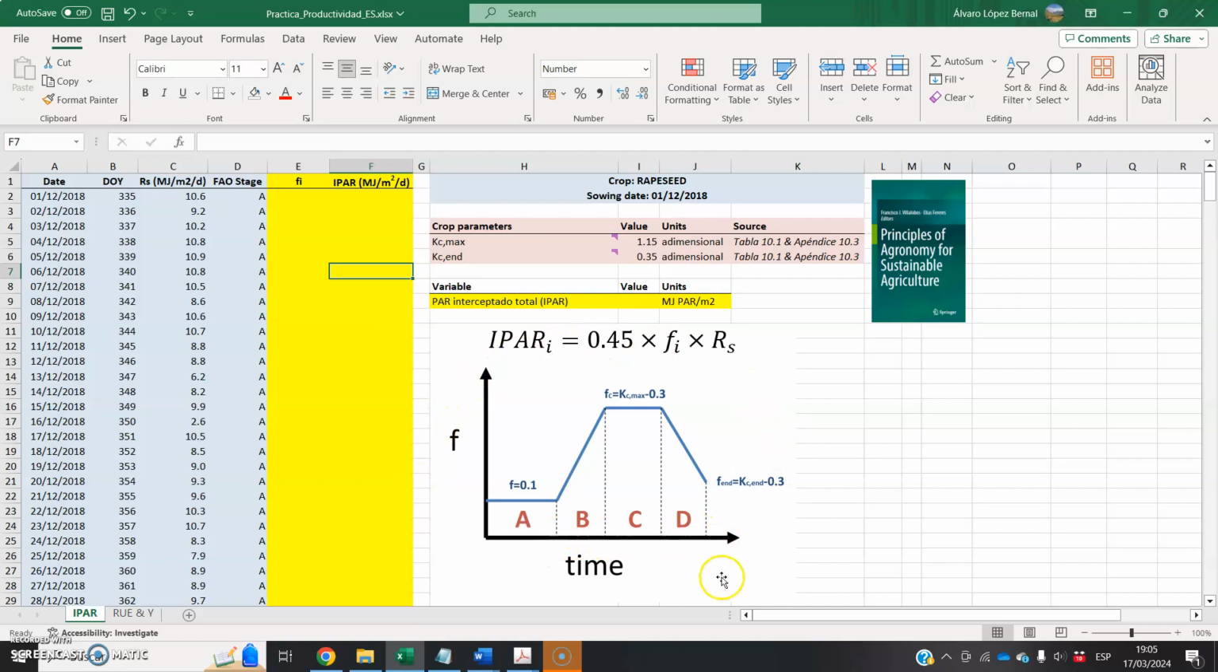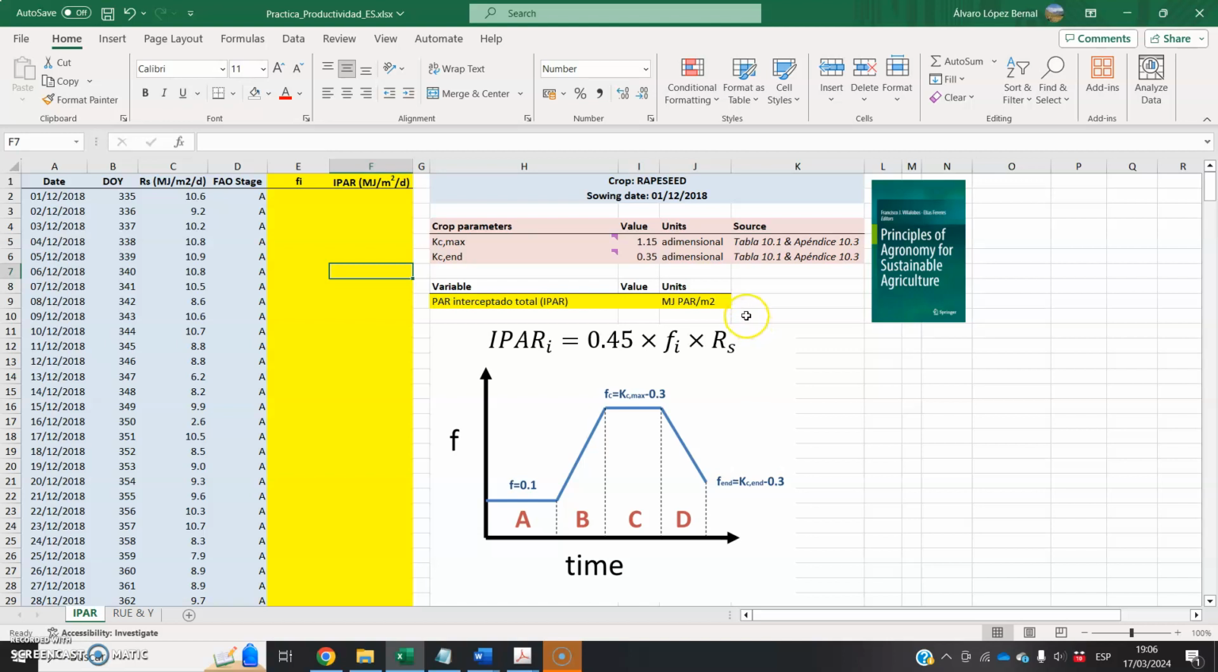Once we have built this function, once we have the values for every single day, we will calculate the intercepted PAR. PAR stands for photosynthetically active radiation, as the product of 0.45 times the fraction of intercepted radiation times solar radiation, where 0.45 represents the ratio of PAR over total solar radiation.